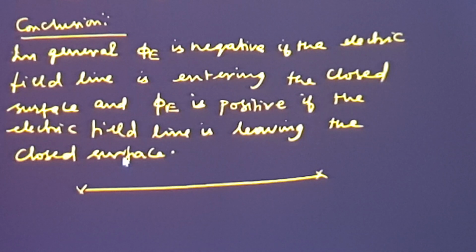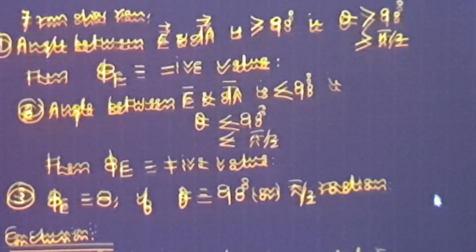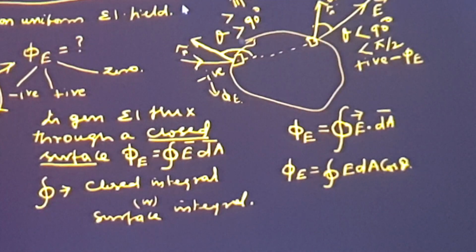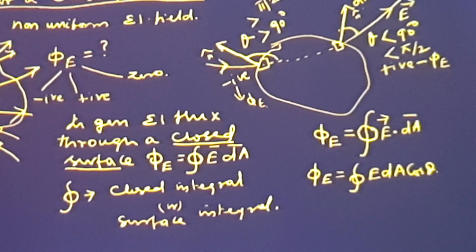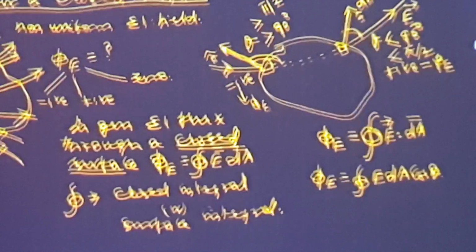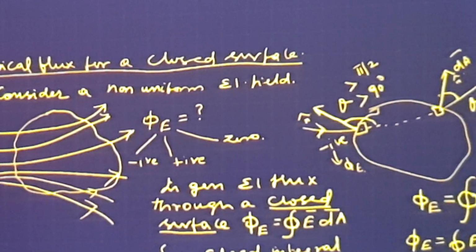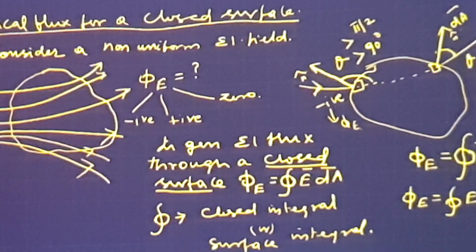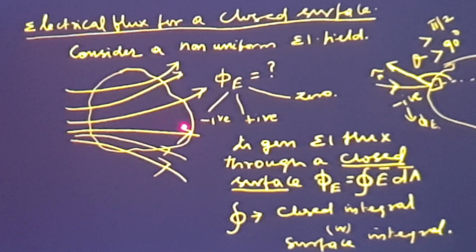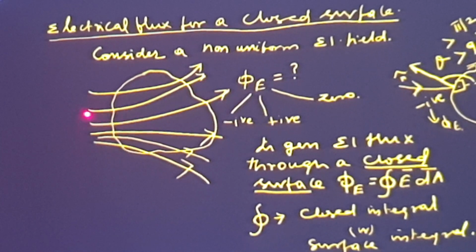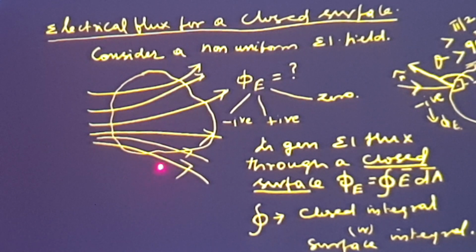Hope you have understood this. We can summarize. The topic that we are learning in this video is the electrical flux for a closed surface. When considering the electrical flux for a closed surface, first of all, I have considered a non-uniform electrical field. In order to get that non-uniform electrical field, I have taken the lines drawn in an unparalleled way.